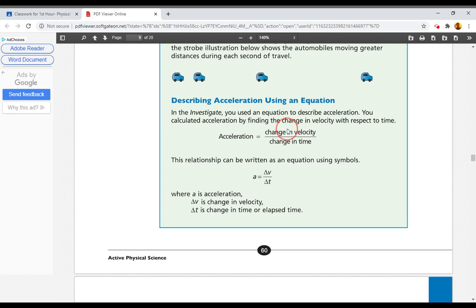Acceleration equals change in velocity over change in time. This relationship can be written as an equation using symbols. So they're saying acceleration equals change in velocity over change in time, where A is acceleration, change in velocity is a change in velocity, and that's your change in time.